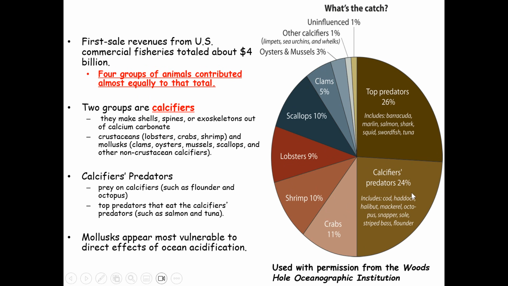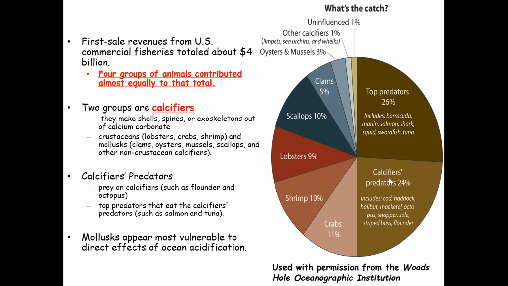In addition to that, these 24% down here are not directly impacted by the loss of the shellfish, but they are calcifier predators, meaning they will eat these calcifiers. So if these reduce, then these reduce, which means now we're looking at almost 75% of the animals in the oceans that are part of fisheries used for feeding us are going to be impacted by the fact that our oceans are getting more acidic.